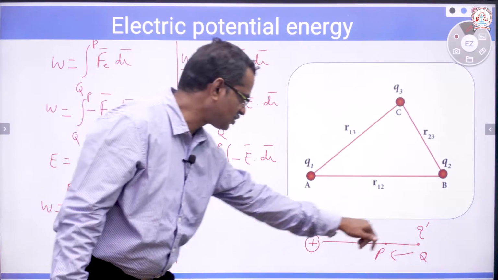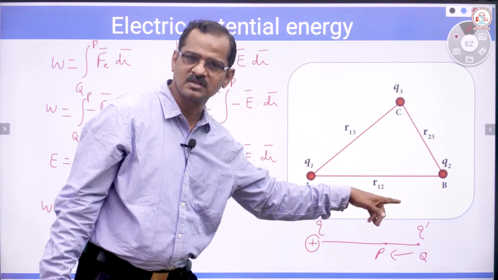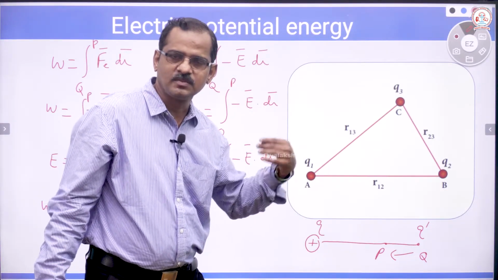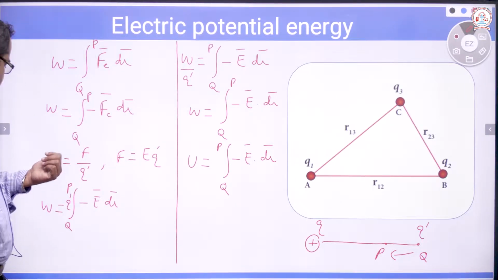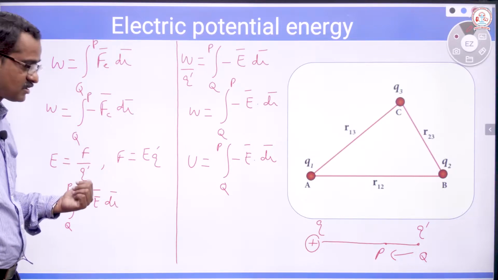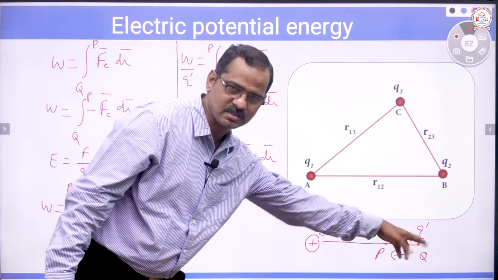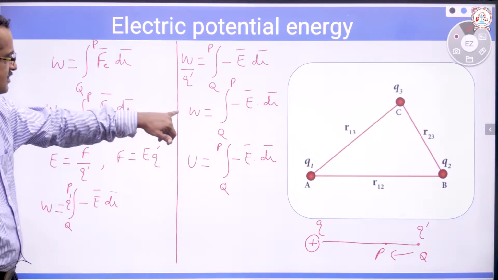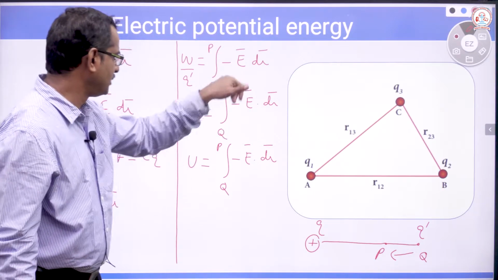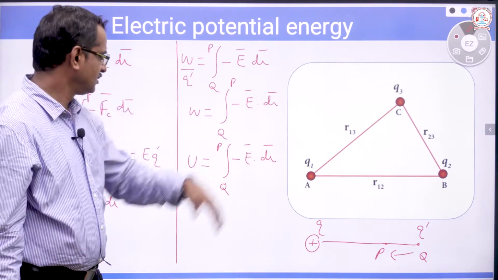Here this is positive, and that is also positive, so there will be a force of repulsion, and work has to be done against the electrostatic force. We have the equation that electric field is the force experienced by the charge. Here the charge is Q dash, therefore instead of Q we substitute Q dash. Then we get work is equal to the integral from Q to P of minus E vector dot dr.